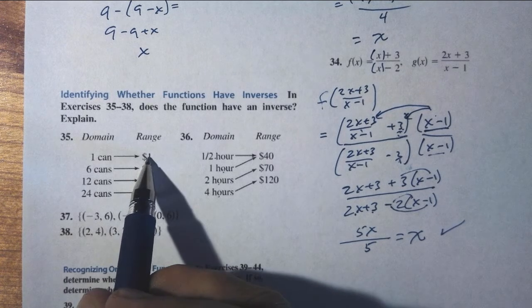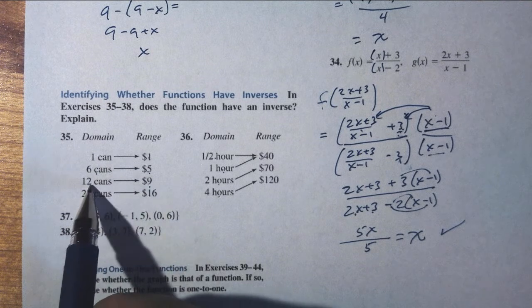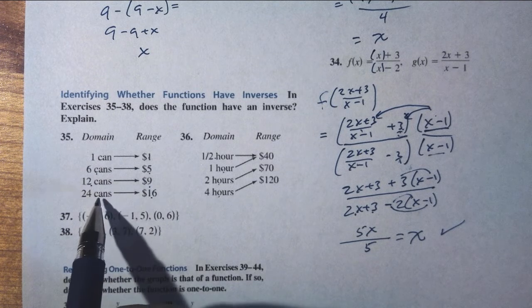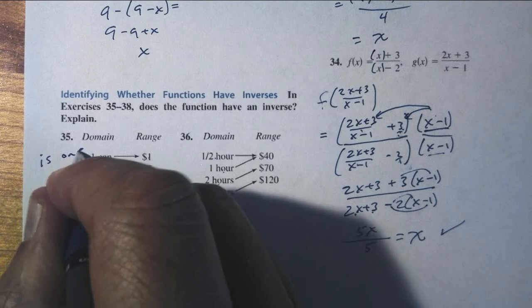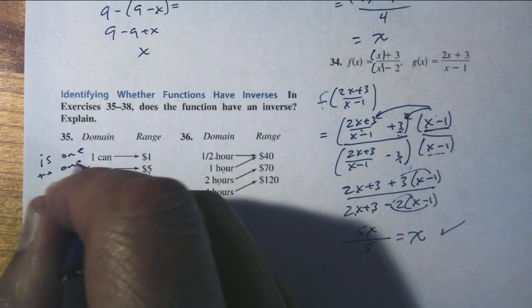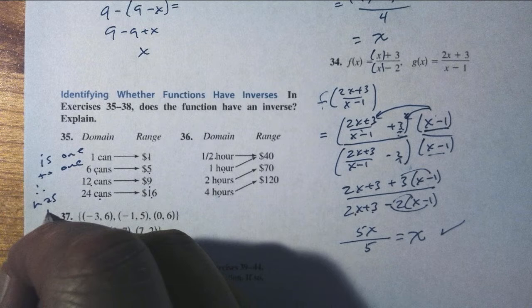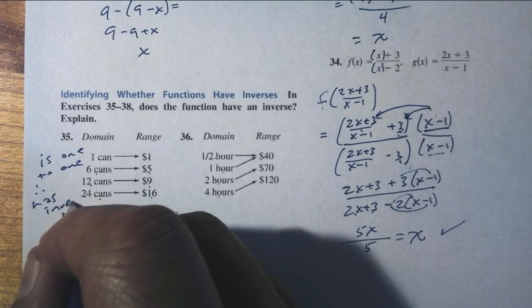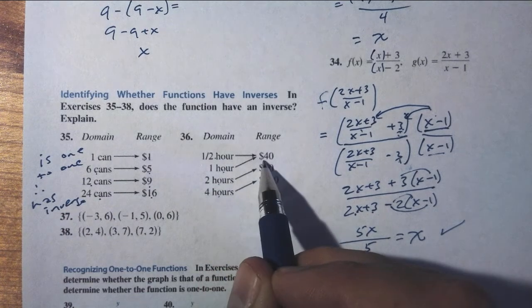So $1 would become 1 can, $5 would become 6 cans, $9 becomes 12 cans, $16 becomes 24 cans. This is 1 to 1. Is 1 to 1, therefore has an inverse. This function, however, does not have an inverse function.